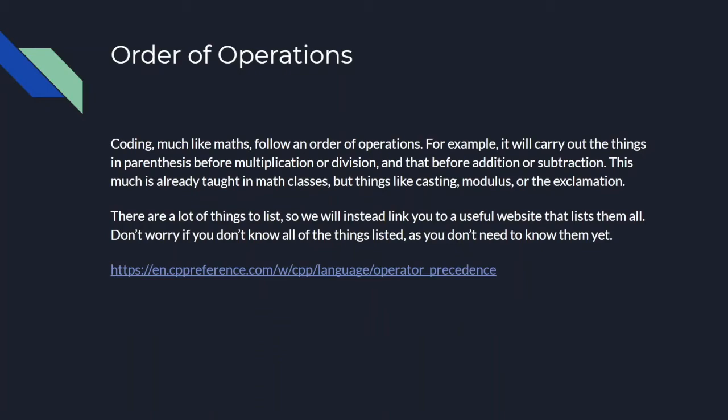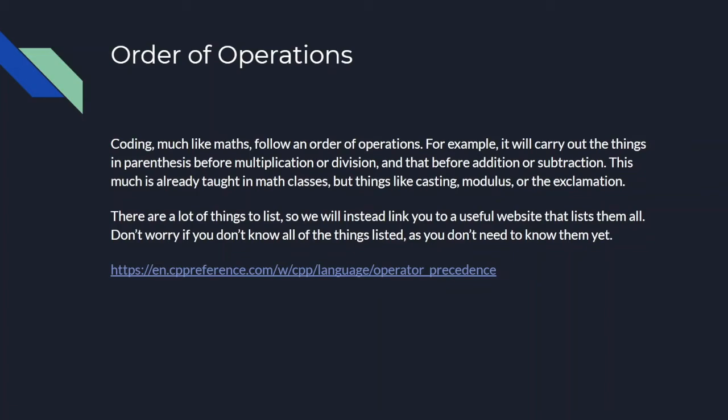Coding, a lot like math, follows an order of operations. For example, it will carry things out in parentheses before multiplication or division, but it will also carry out multiplication or division before addition or subtraction. This much is already taught in math classes, but things like casting, modulus, or the not operator, you might be confused as to which one comes first.